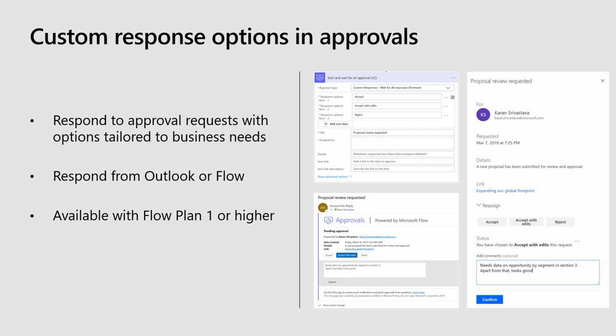For instance, let's say I wanted to request approval on a discount. I might want to respond with discount limits I'm authorized to offer versus just saying, yes, you can give a discount or not. This is where custom response options in approvals becomes valuable. Just as with any other approval, you can respond to them from the Flow portal, from the mobile app, from Teams, or from the actionable email that you get in Outlook. This is a premium offering, and so you will require Flow Plan 1 or higher in order to use custom response options in approvals.